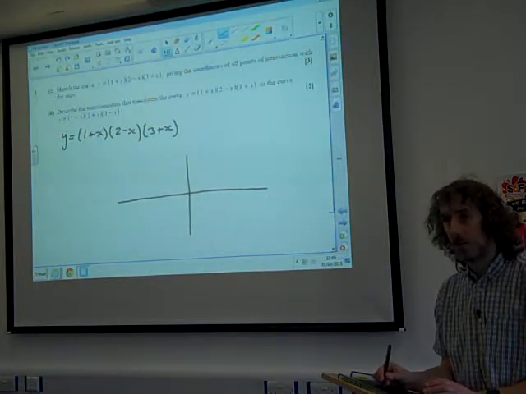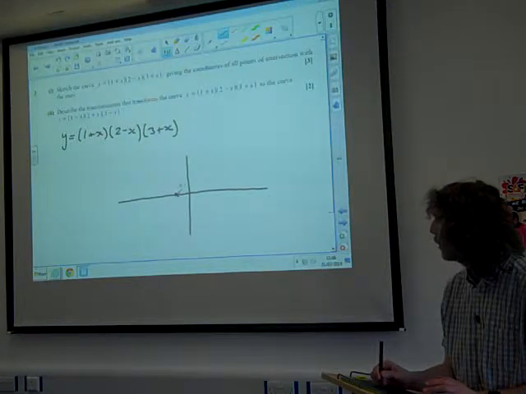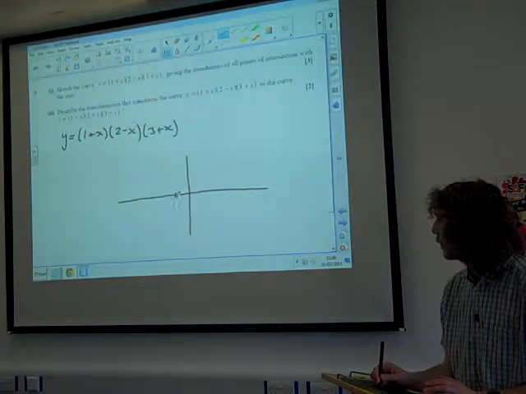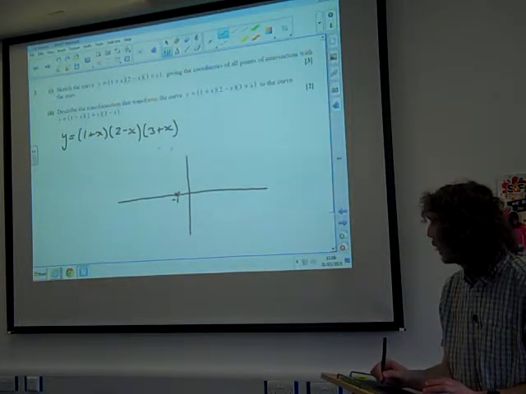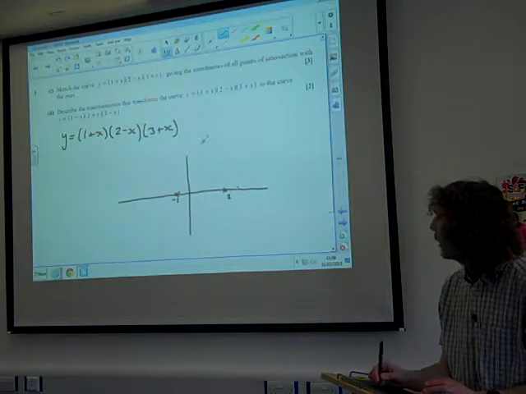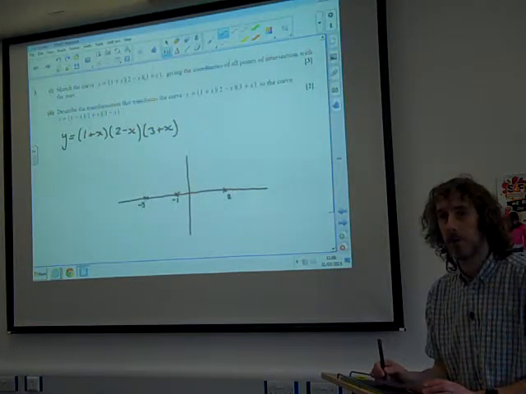X being minus 1 would make that one 0, so let's do a mark at minus 1. X being 2 would make that bracket 0, so let's do a little mark at x equals 2. And x being minus 3 would make that one 0. So there we go, we've got those 3 points.